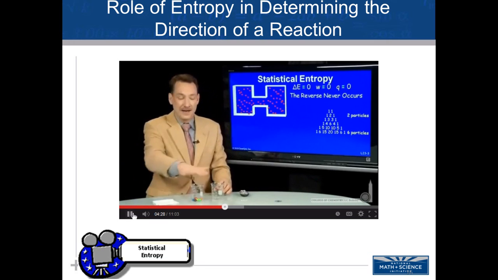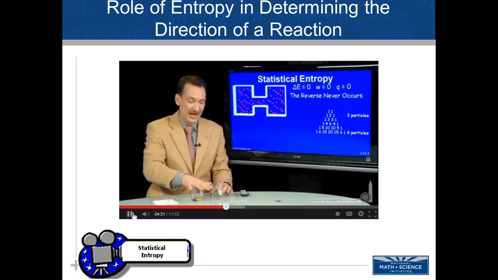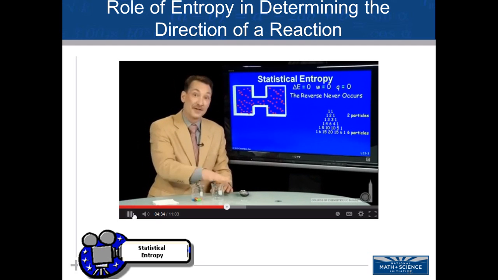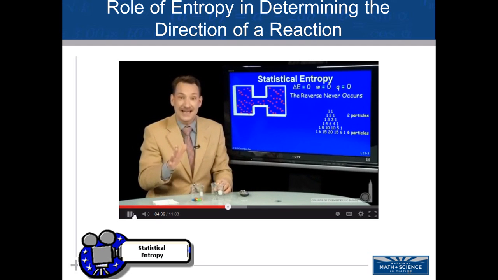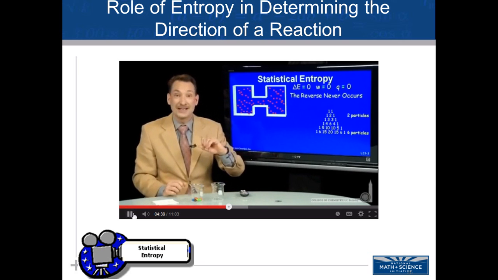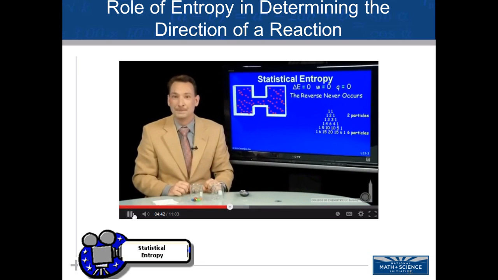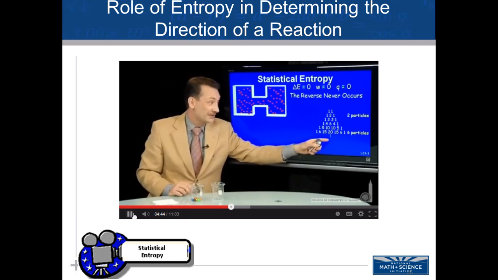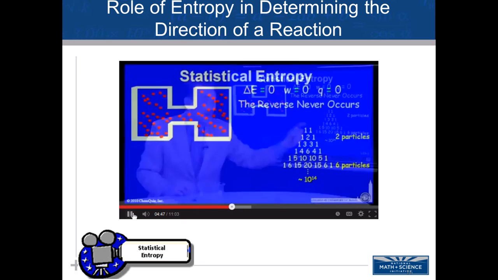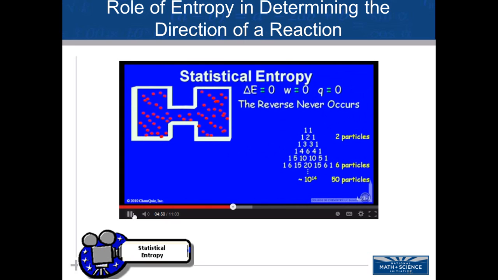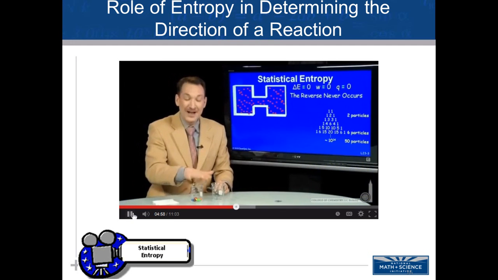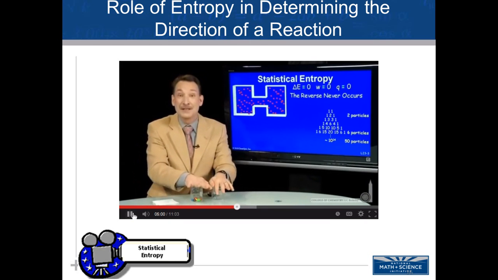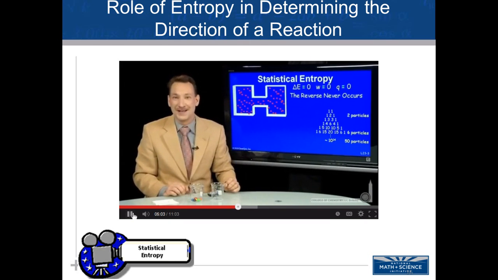So if you had all these states available to you, one side and 2 on one side and 3 on this side, the most likely case, 20 times more likely, is equally distributed. Now, as you go to more particles, that becomes even more pronounced. You get to just 50 particles, and it's already hundreds of trillions of ways to arrange the particles equally on each side. So 100 trillion times more likely to see them equally distributed as all on one side. That's dramatic for just 50 particles.